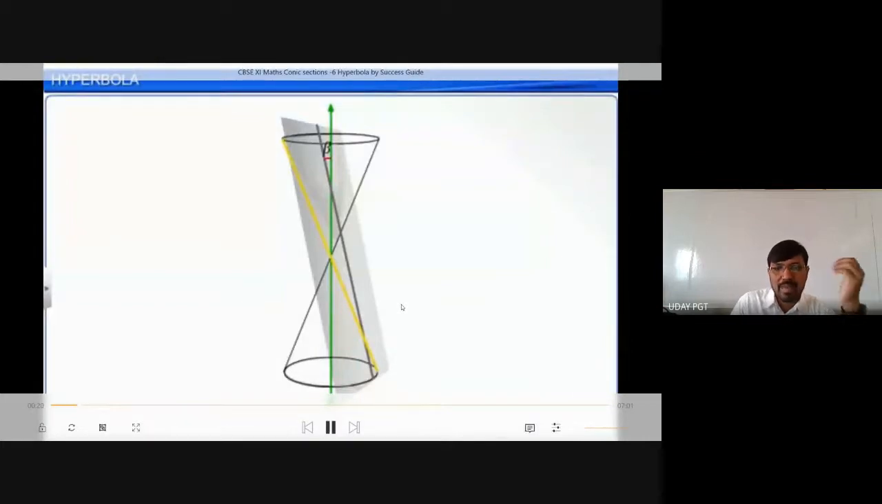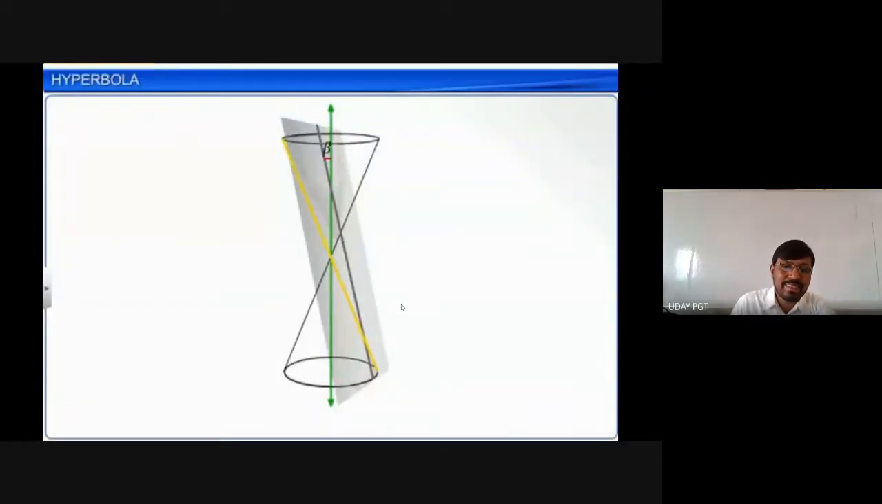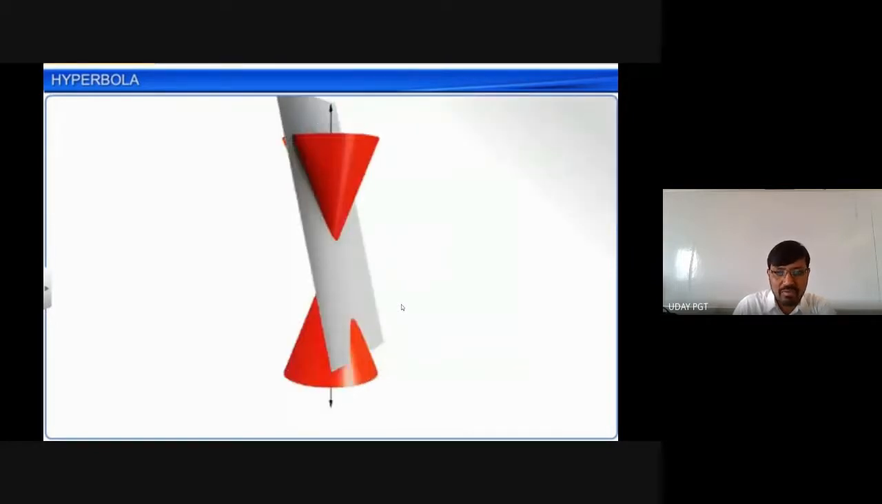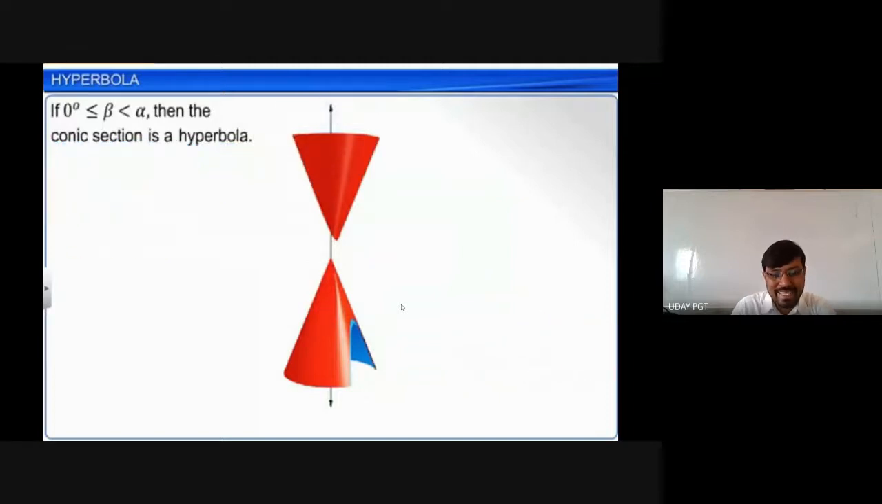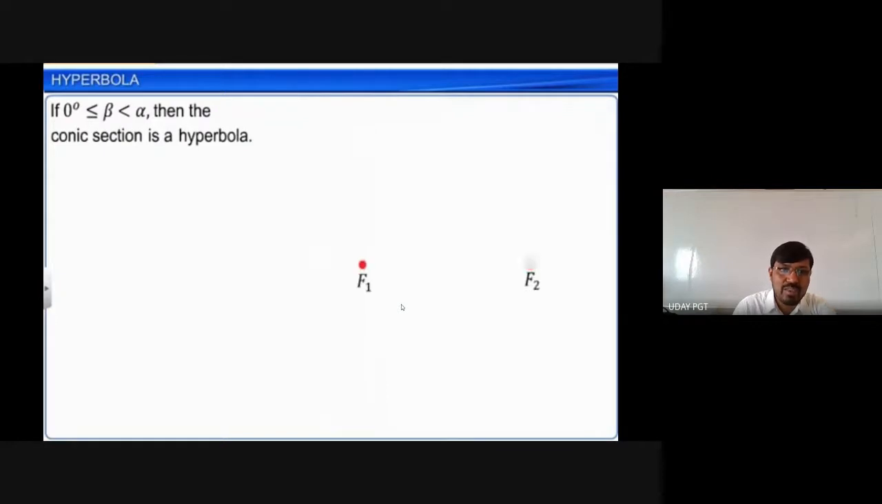Hyperbola we are going to get when the plane cuts the double napped cone. The condition is beta is less than alpha, and you can see the shape here very clearly. Two sides we are going to get: when it cuts, one part is the upper one and another part is the lower one. So if beta is greater than 0 degrees and less than alpha, then the conic section you get is called a hyperbola.